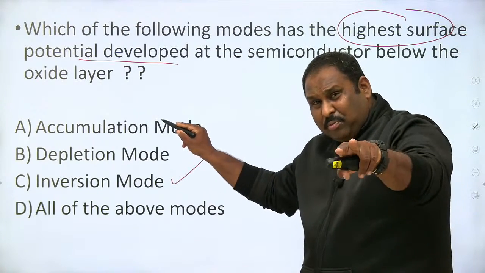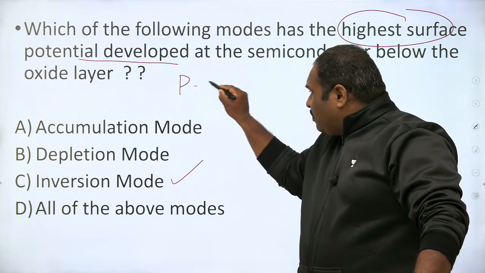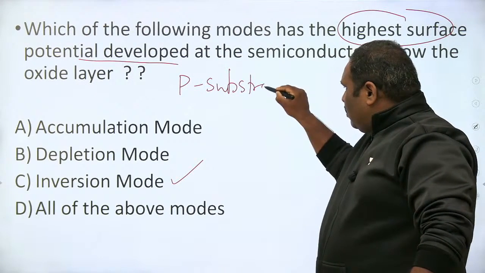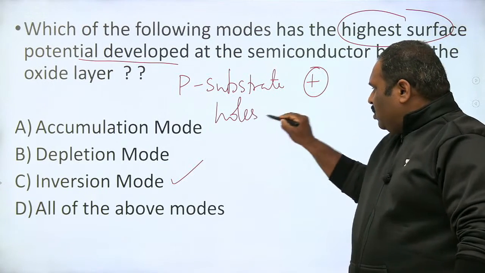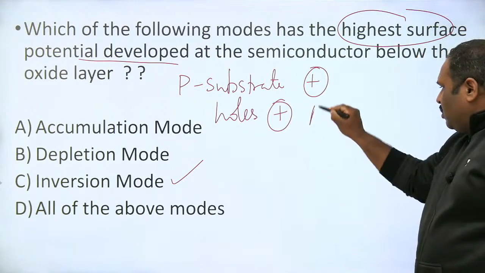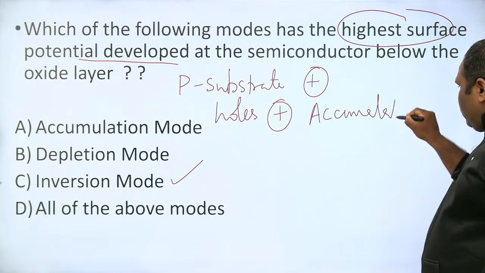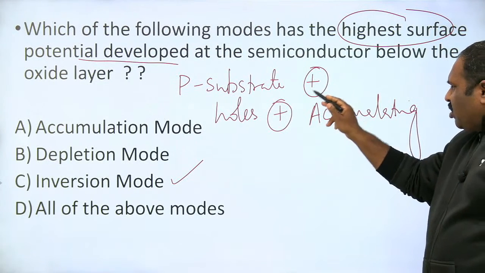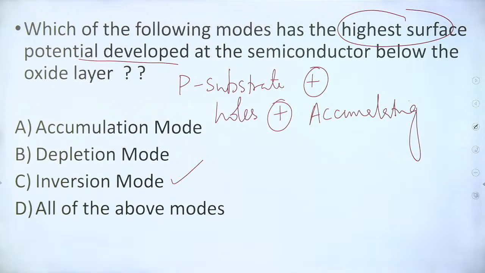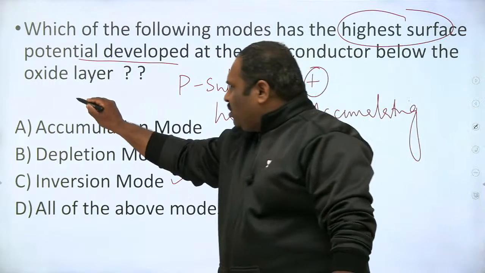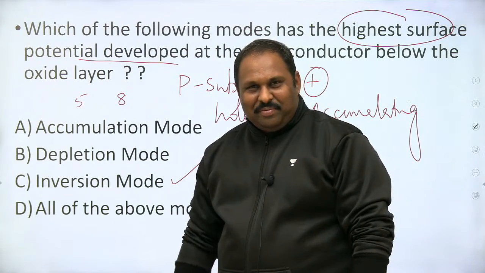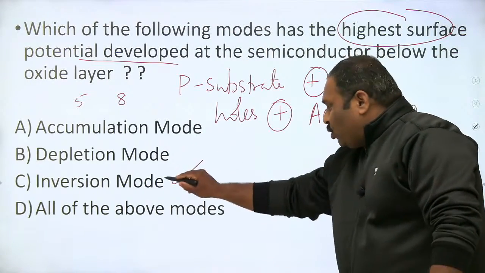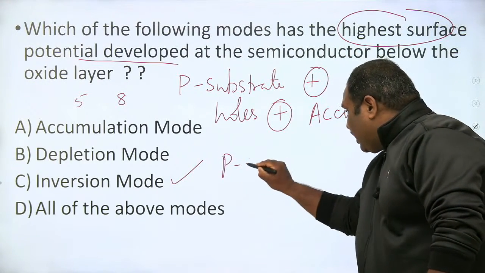क्योंकि accumulation mode में the P substrate which is already at a positive voltage will have holes which are considered as positive voltage accumulating. So positive voltage और positive voltage के बीच में जो difference है, it cannot be maximum. 5 volt और 8 volt के बीच में potential difference कितना है? 3 है.